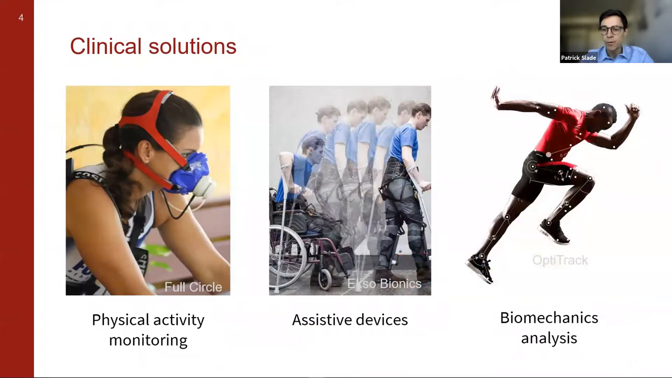So clinicians like biomechanists, exercise physiologists, and engineers have developed many clinical tools to address these problems. And today we'll focus on three groups of solutions. The first is physical activity monitoring, and this is helping to understand how much someone is exercising for applications like weight management. Second is assistive devices. So these are trying to either compensate for weak muscles or reduce the effort to walk for people who are able-bodied. The third here I've listed as biomechanics analysis.